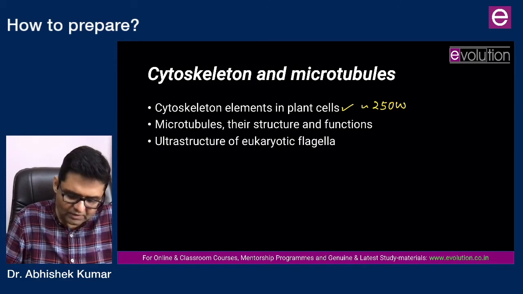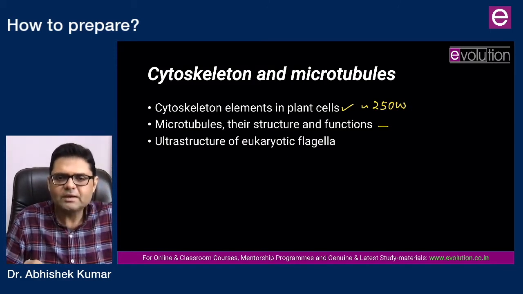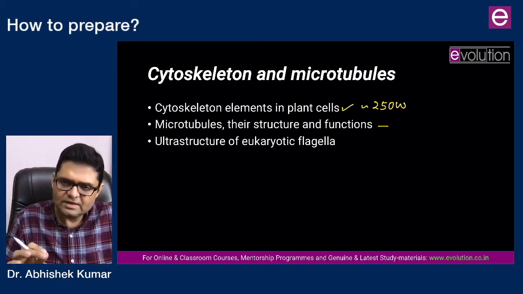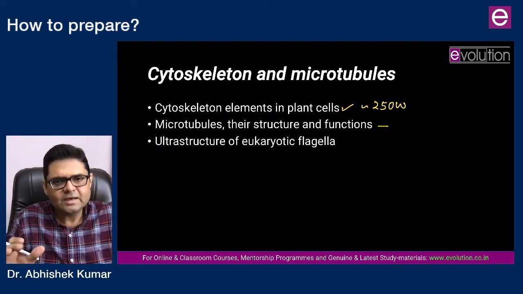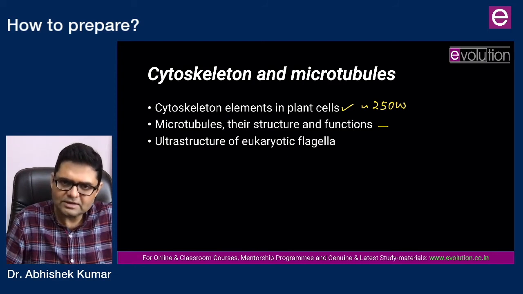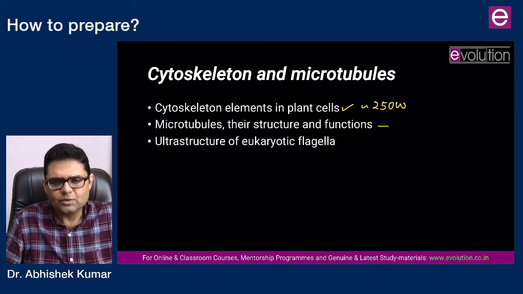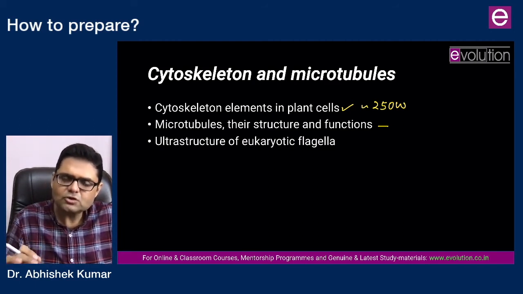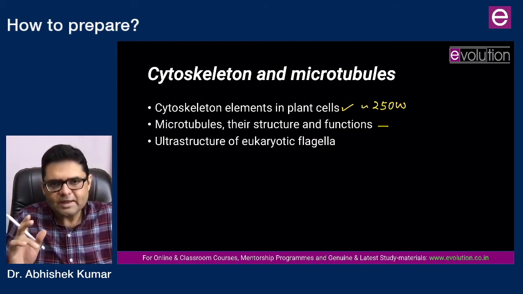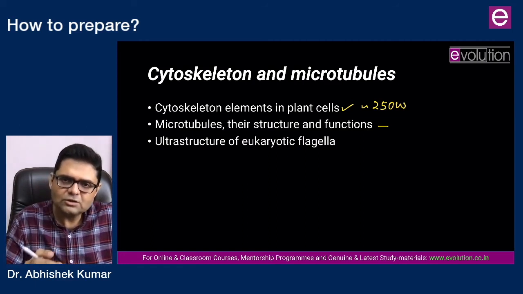250 words. Then specifically you should prepare on microtubules, what is their structure, how they are important in mitosis, how they are important in determining the cell shape, in vesicular transport, keeping the organelles in their right place, and so on. After that, you will also be doing the ultrastructure of eukaryotic flagella. Sometimes it will help you in paper 1 when they will ask you a description of algal flagella.